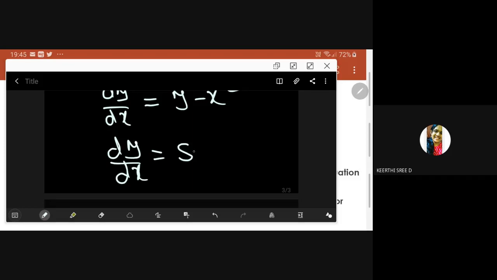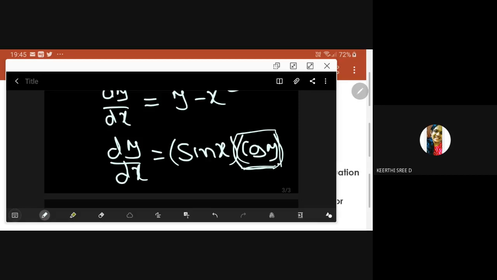Sin x into cos y. Is it linear or non-linear? If someone asks, see here y is only one time coming, but cos y is a nonlinear term. This is a nonlinear equation.